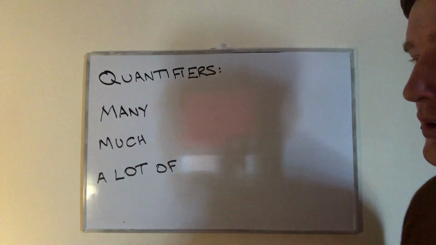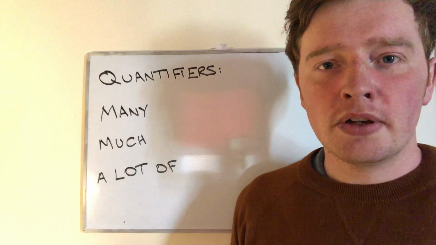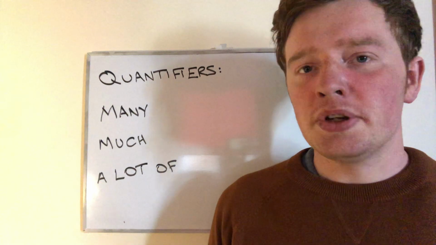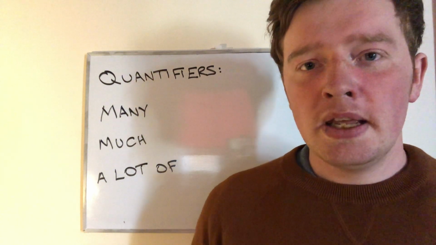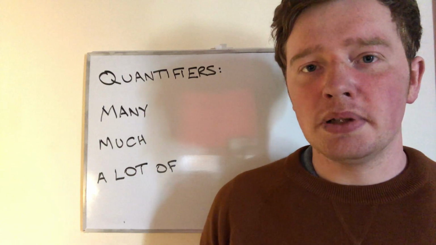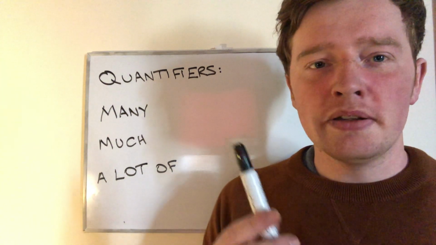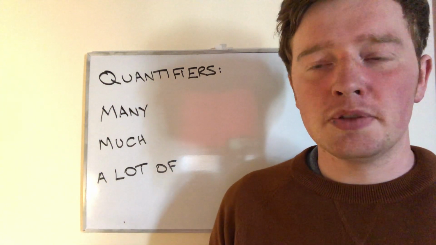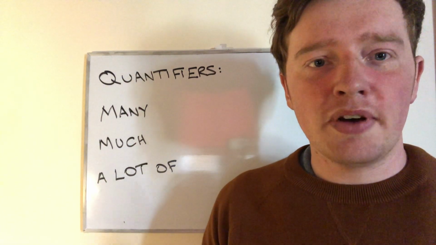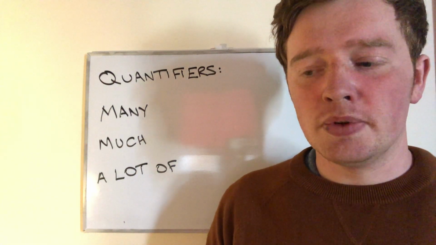In order to understand how to use these quantifiers, we need to understand another concept, which is that of countable and uncountable nouns. Well, what is a countable noun? A countable noun is anything which can be counted, can have a number applied to it. For example, I have a pen here. I could say 10 pens. I can count it, therefore it's a countable noun. I could say 10 computers or $5 million. All of those things can be counted, and so they are countable nouns.